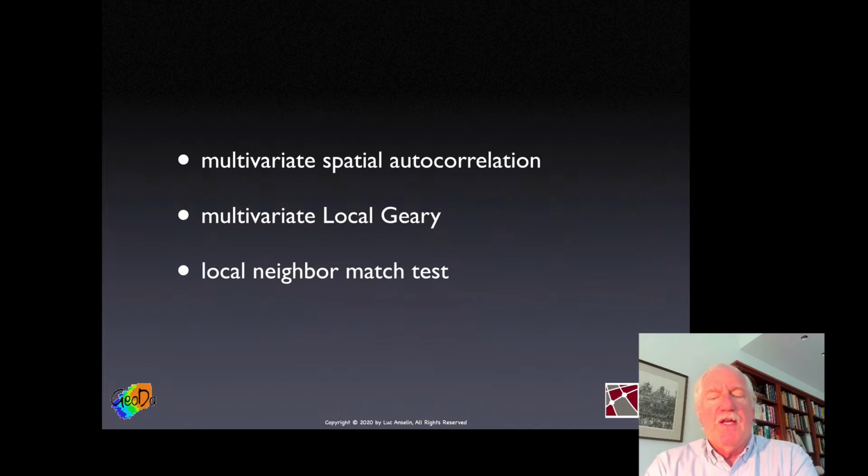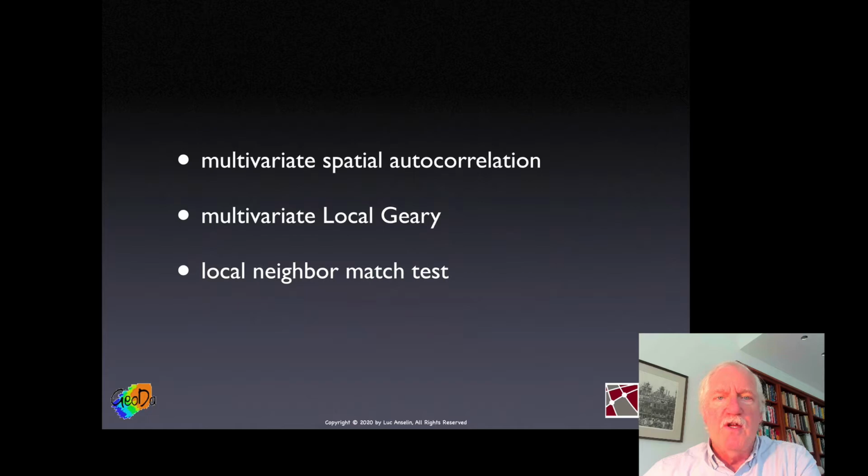So the extension, as I said, of the concept of a LISA to a multivariate setting, that's a setting where there's multiple variables considered jointly, is not that straightforward. And I'll talk a little bit about that first before I go into two specific approaches. One is what I call a multivariate local Geary test, and the other one a local neighbor match test. And both of these are very recent, published in articles in 2019 and 2020.